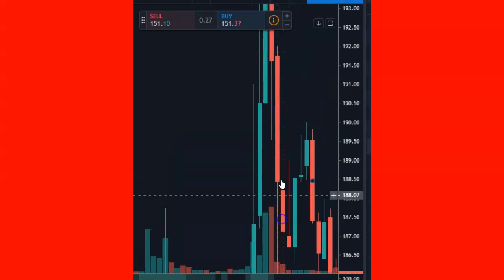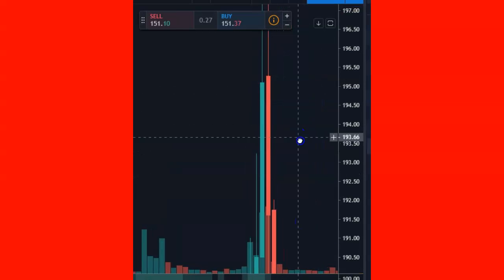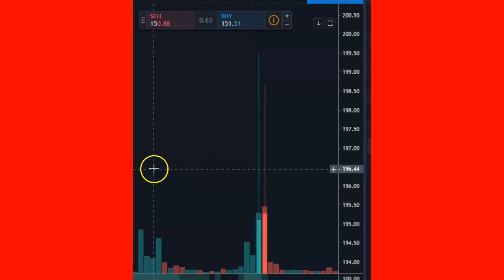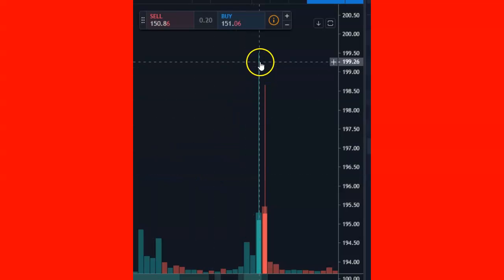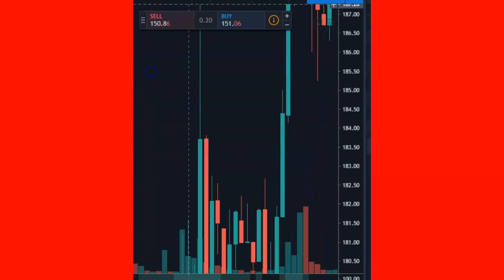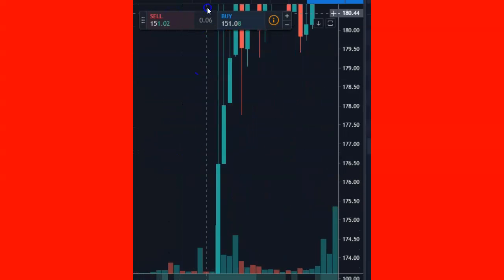Wow. This is the power of these patterns, guys. You could have ridden this thing all the way up to 199.50 if you had the guts. Now, obviously, you'd have had to know that this thing was going to go up there, but a smart person would not be greedy, and they would be taking profits all the way up.